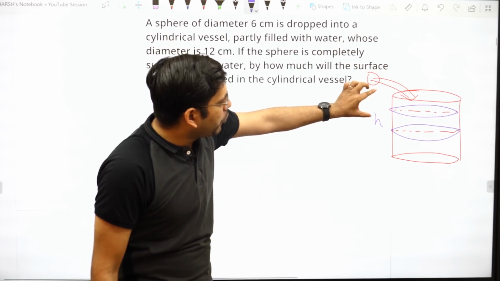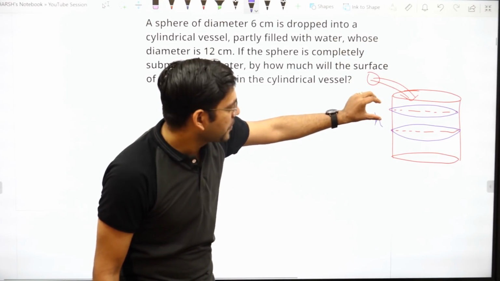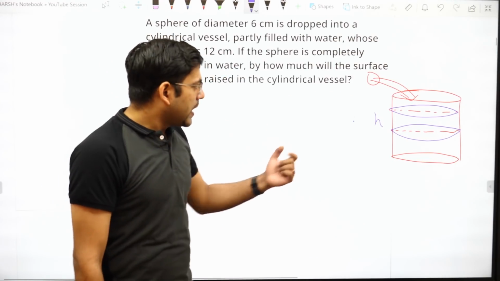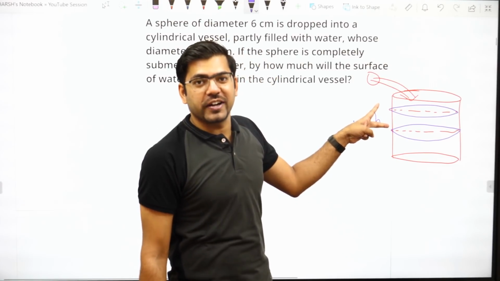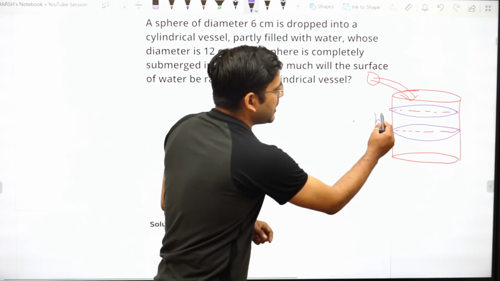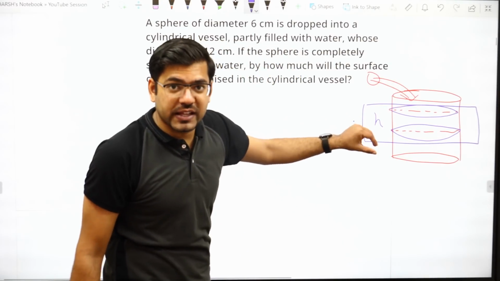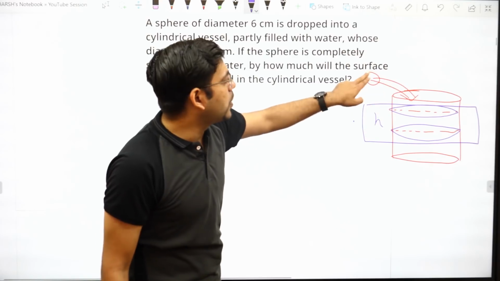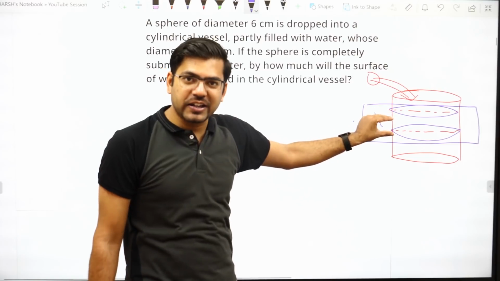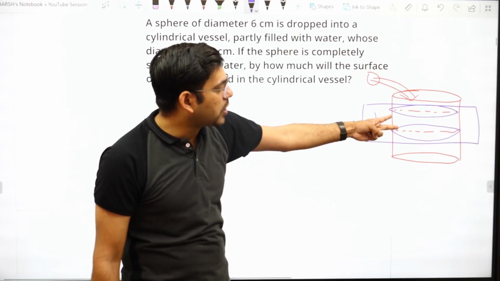Now guys, pay attention that water will rise because of this sphere getting into this cylinder. So the volume of sphere would be equal to the volume of this portion, which is looking like a cylinder. This cylindrical portion is because of the rise in the level of water. So I will equate the volume of this sphere with the volume of this much portion of cylinder. Why? Because the rise in height of the water level is because of the sphere. So the volume of sphere would be equal to the volume of water raised.